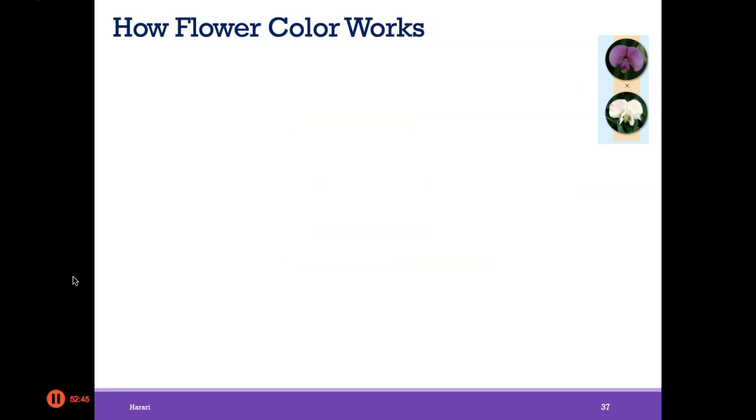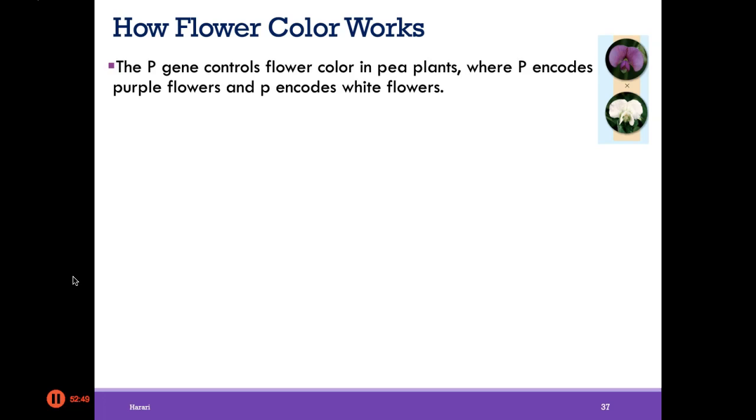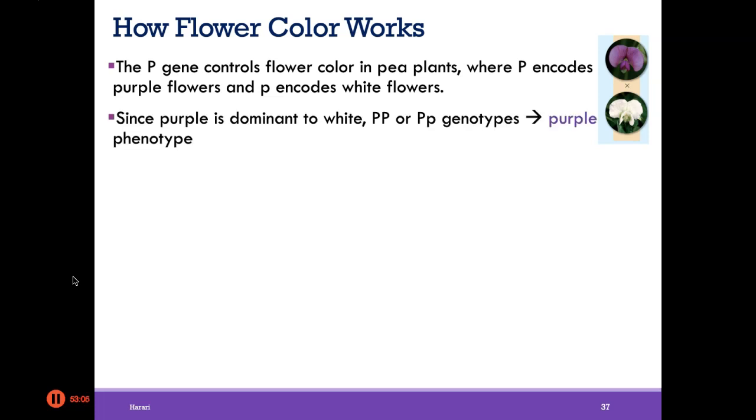So it's important to understand what these letters, big P and little p, actually mean in biology. So the P gene hypothetically controls flower color in pea plants. But there are 2 alleles of the P gene. There's a big P allele that encodes purple flowers and a little p allele that encodes white flowers. And we said that since purple is dominant to white, big P, big P or big P, little p will still give us the same purple flowered phenotype.